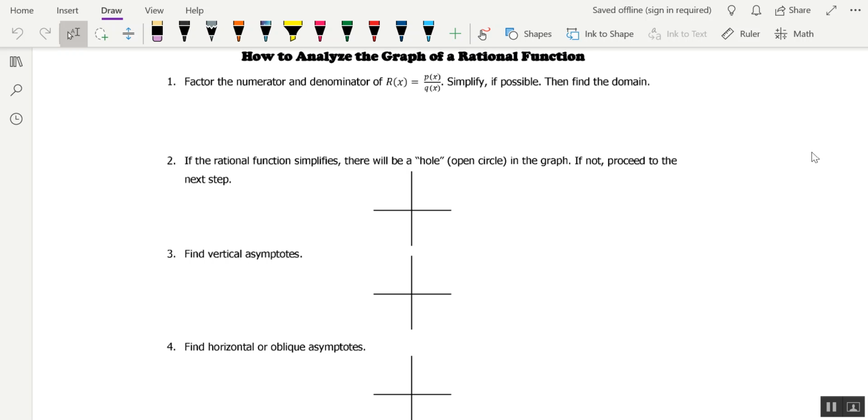What you can do from there on afterward is find the domain, which I sometimes leave for a later step. But regardless, the first thing that you want to do is attempt to factor both the top and bottom polynomials. So generically speaking, you want to see if you can write your rational function in the following format, where the top is factored and the bottom is factored.